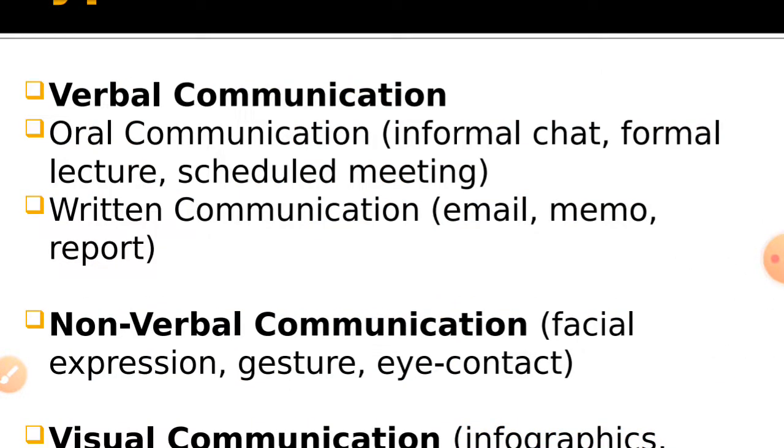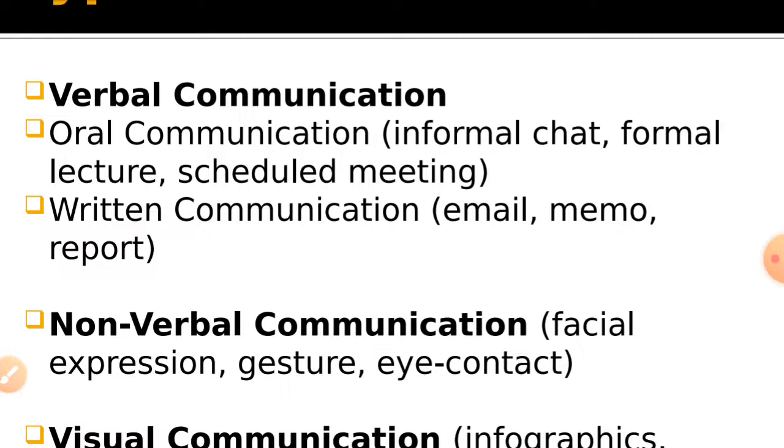Verbal communication involves words that we say. Verbal communication occurs when we engage in speaking with others. For instance, a face-to-face communication, or maybe communication over the telephone, or for instance a lecture. These are all examples of verbal communication.